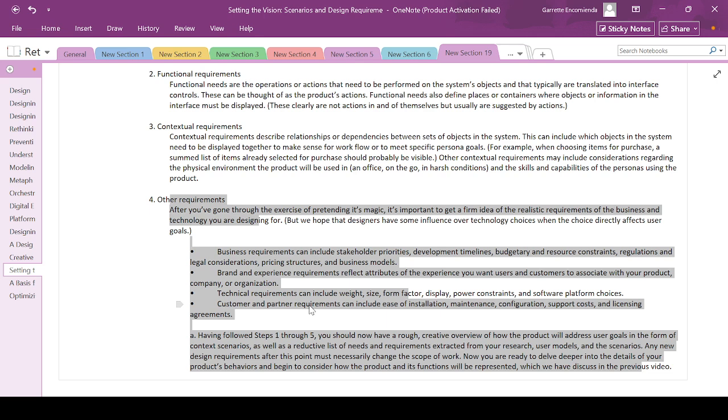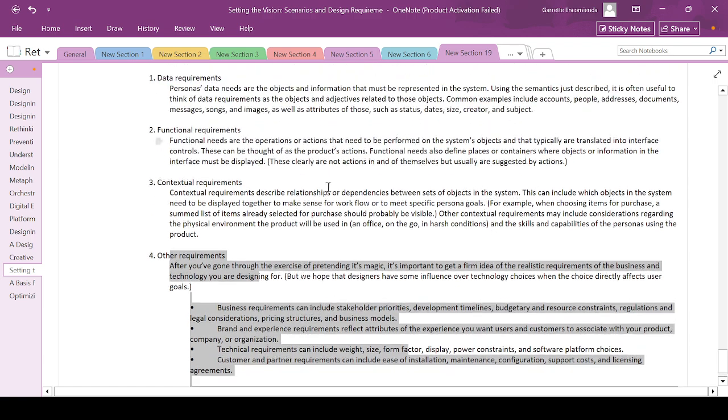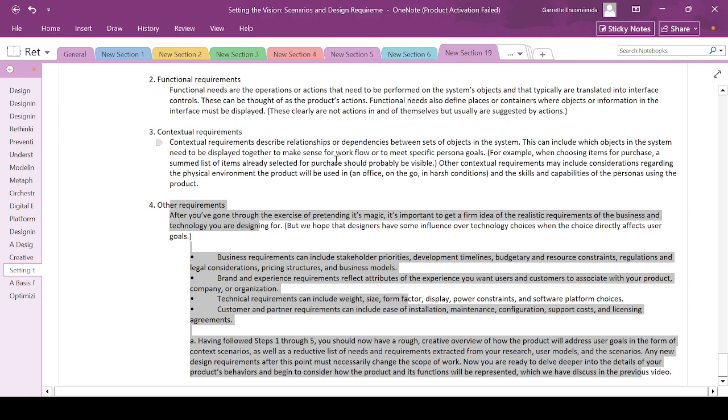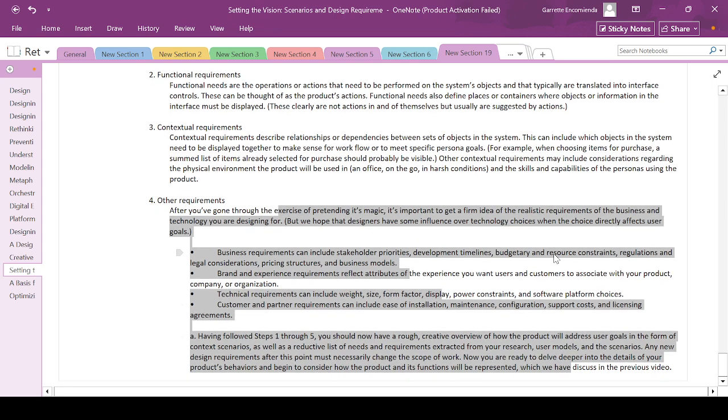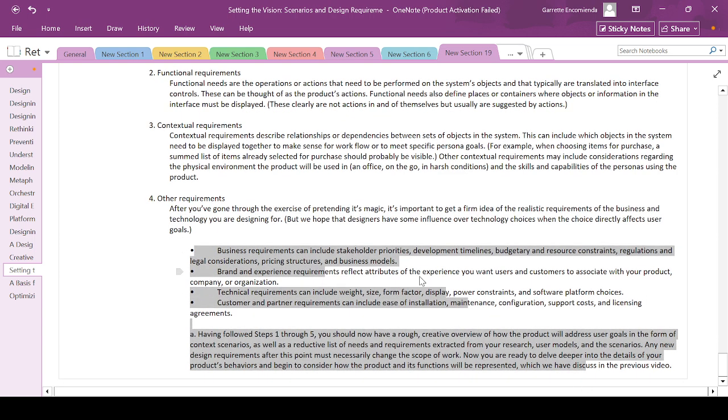So after you've gone through that, it's important to get a firm idea of the realistic requirements of business and technology. After we get those one, two, or three requirements, we can then balance that with technical and business goals. But we hope that designers have some influence over technology choices when the choice directly affects the user's goals. Business requirements can include stakeholder priorities, development timelines, budgetary and resource constraints, regulations and legal considerations, pricing structures, and business goals.